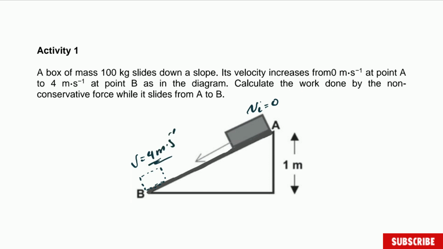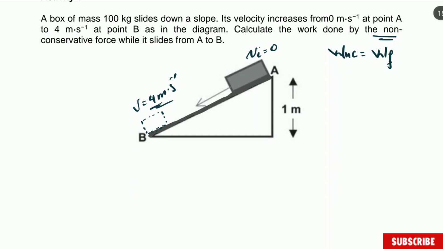In this case, we're going to use the speed, the magnitude of that velocity. Calculate the work done by the non-conservative force while it slides from A to B. The work done by the non-conservative force here will be the frictional force. There is a video related to conservative and non-conservative forces. I'm going to leave the link up here so you can recall about conservative and non-conservative forces. But in this case, the work done by the non-conservative forces is equal to the work done by friction, because all they want is to calculate the work done by the non-conservative force, which is friction here.